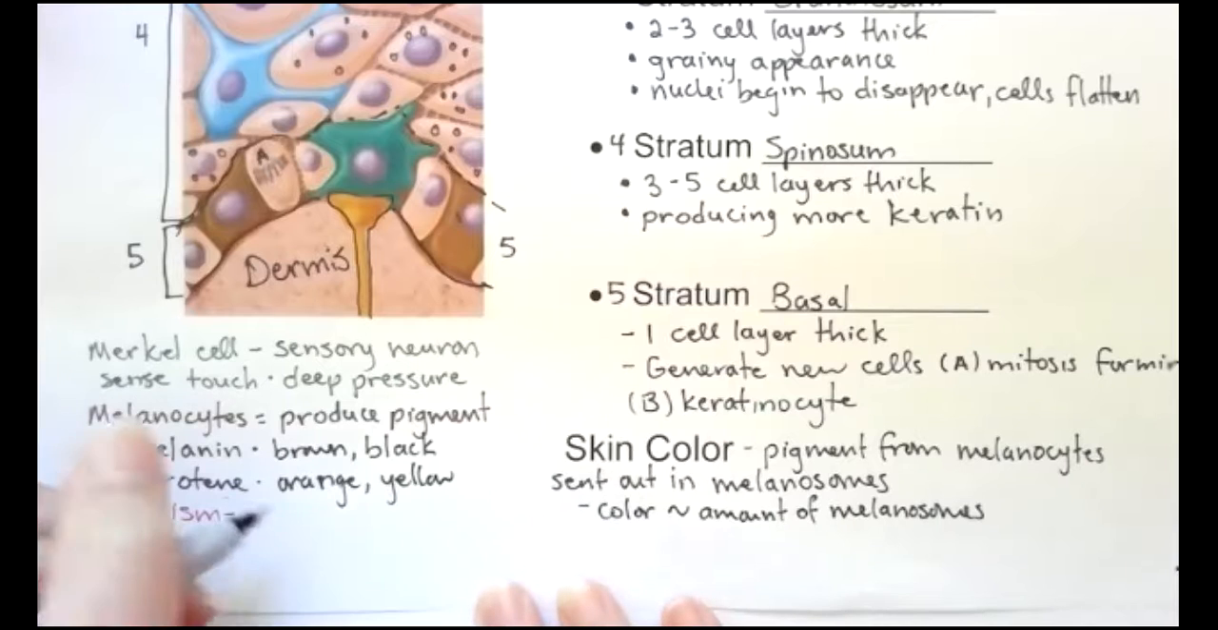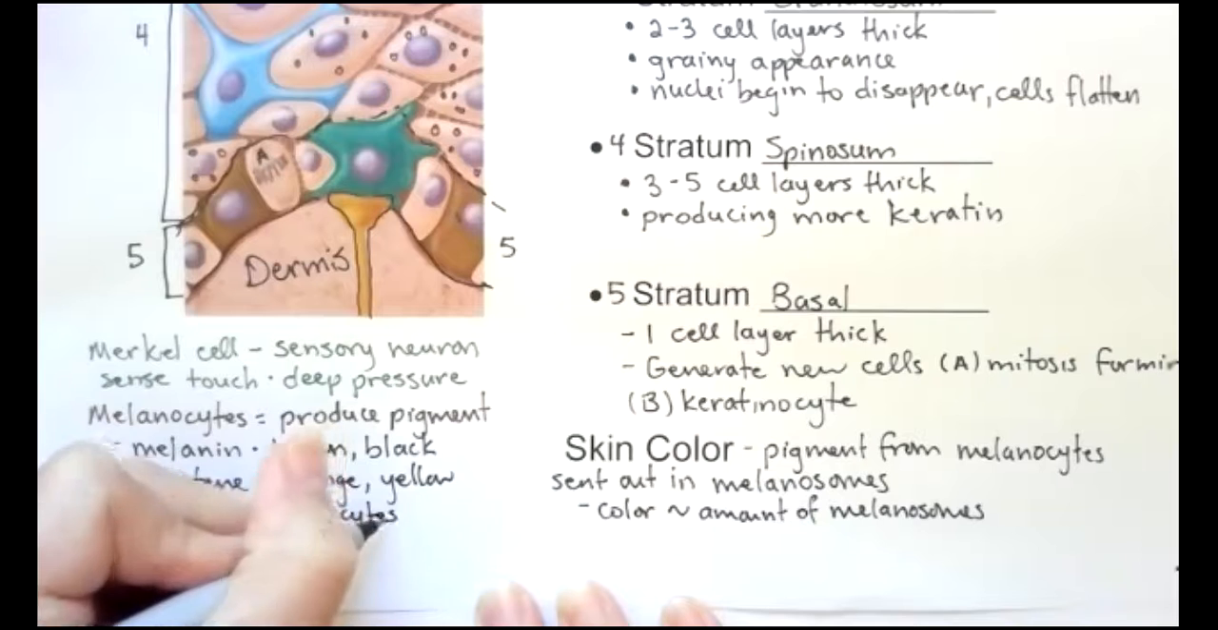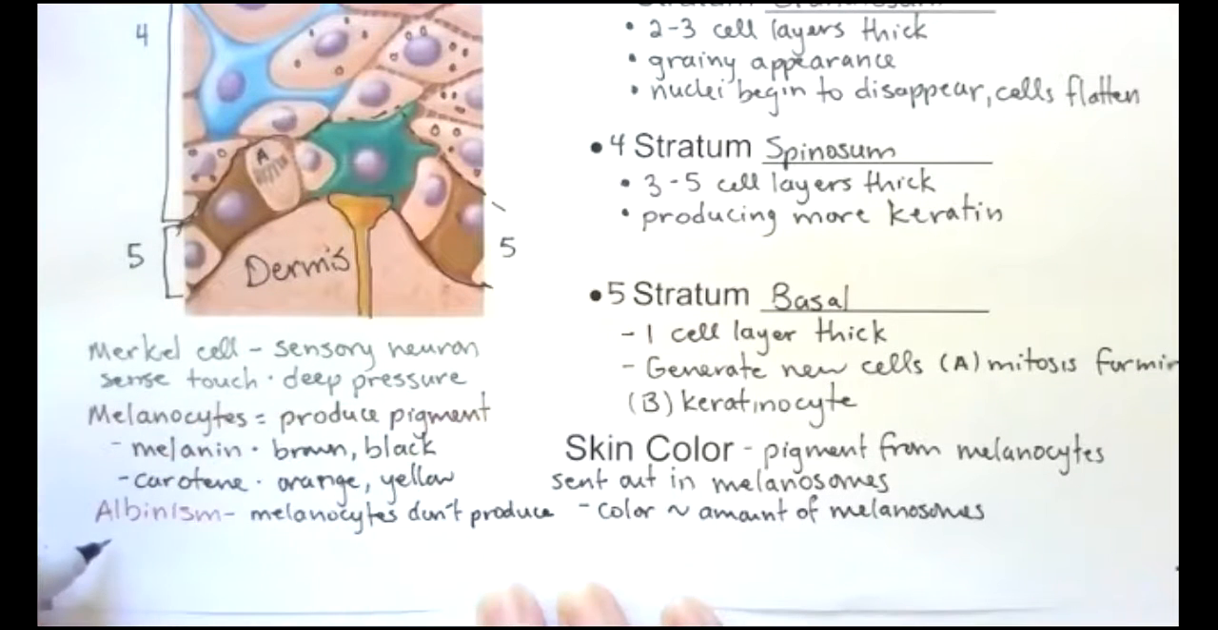If you have the condition albinism, your melanocytes don't produce pigment. I should say all of your melanocytes don't produce pigment. And so you're very, very vulnerable. People who have albinism look completely white. They don't have any color anywhere, not in their hair, not in their eyelashes. And in times long gone, people would think they were cursed because they look so different.